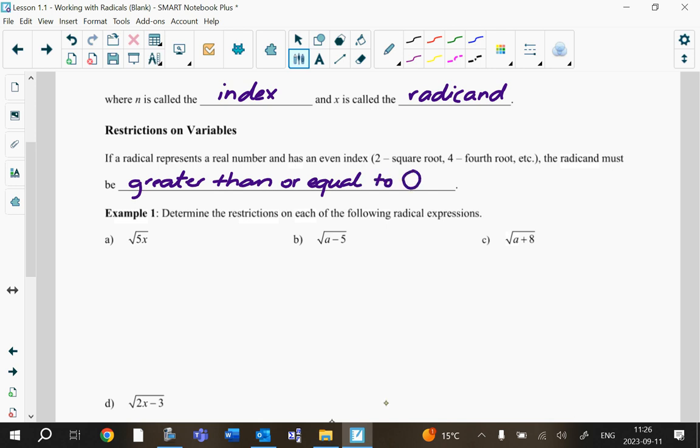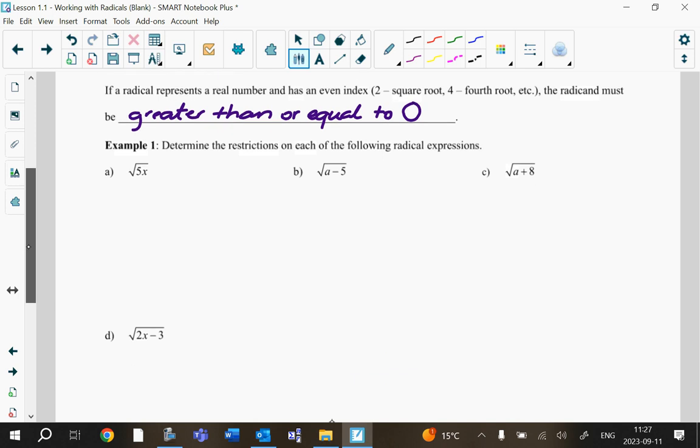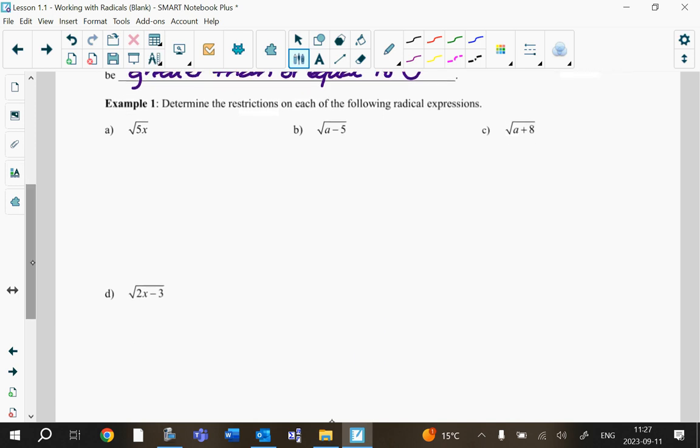That's very important. You can take the square root of 0. You can take the square root of any positive number. But as soon as you get into negatives, you can't do it. So we're going to use that thinking when we look at these examples.